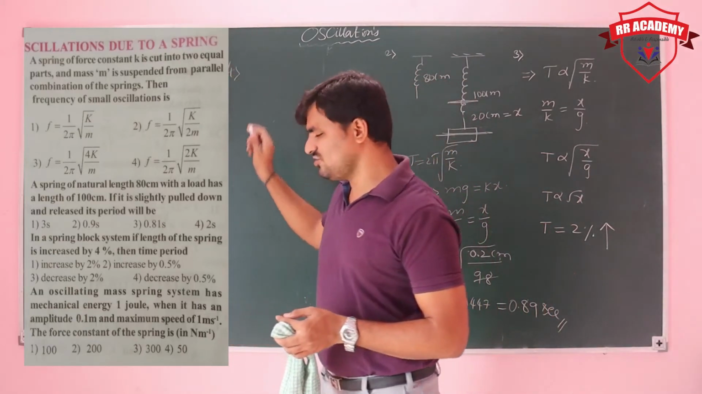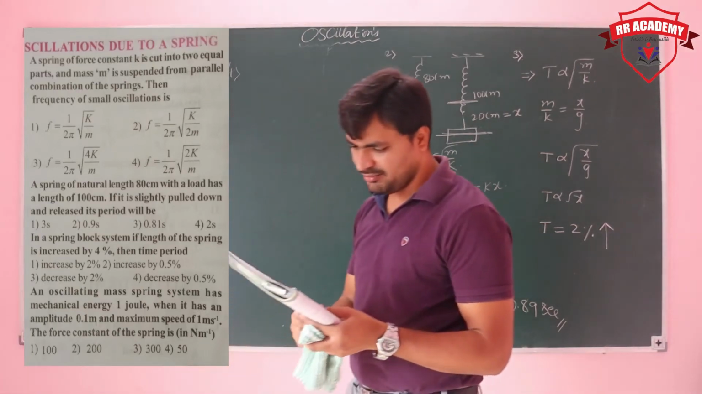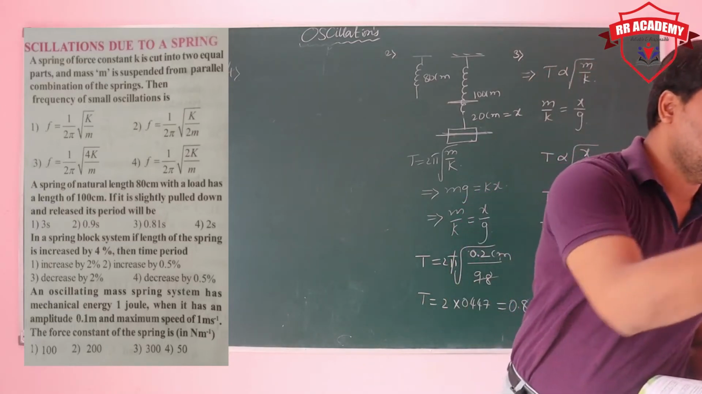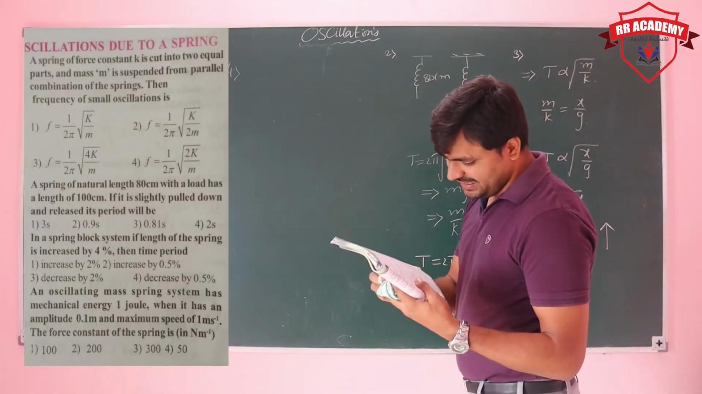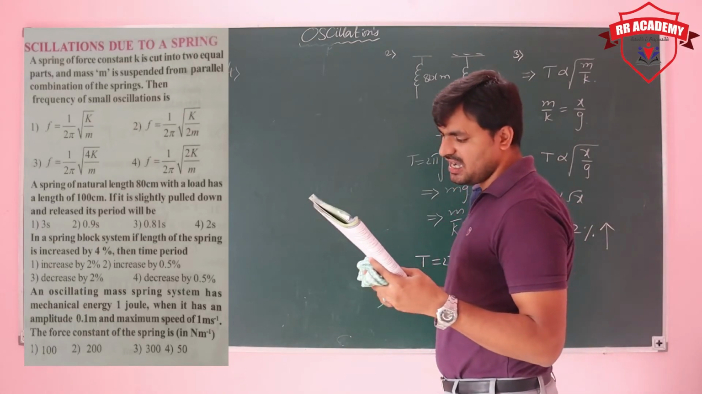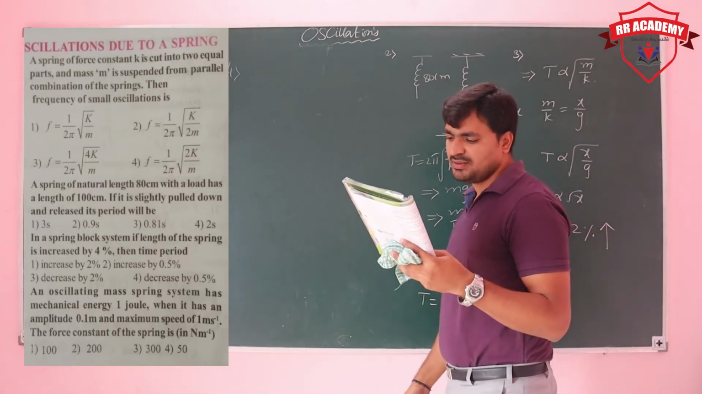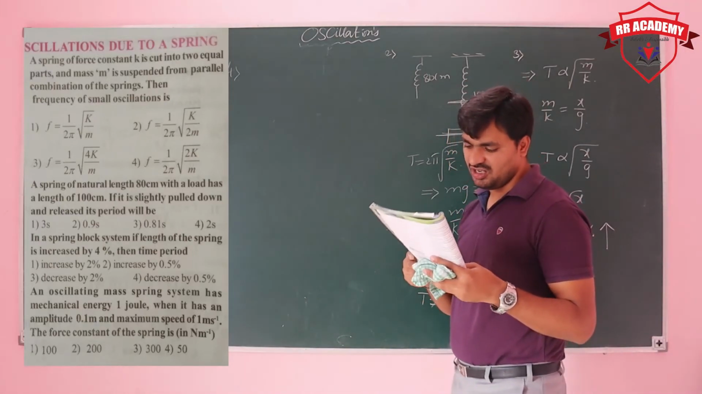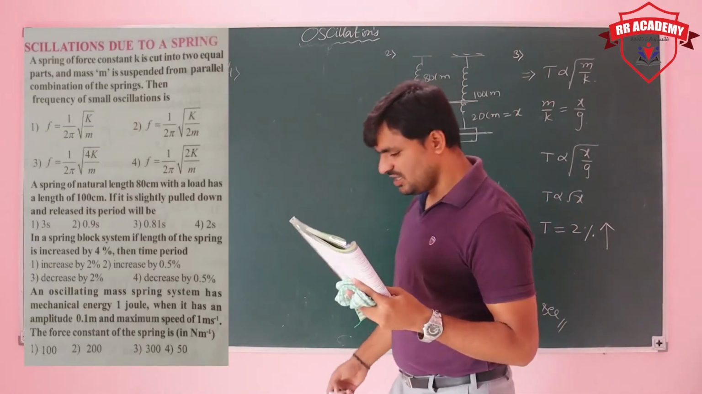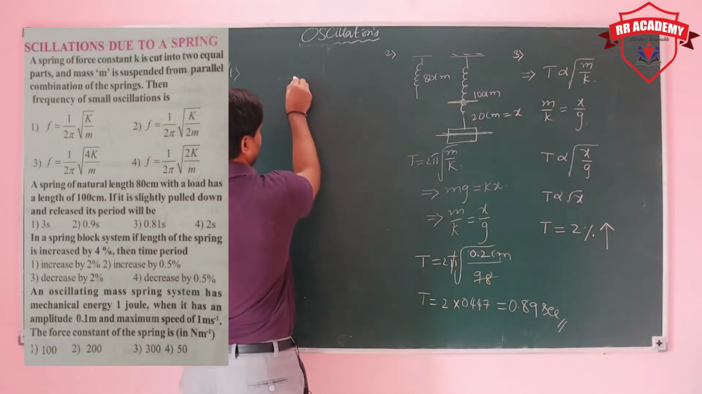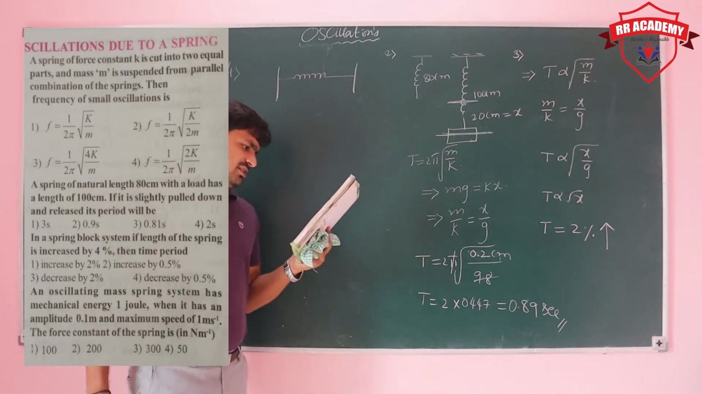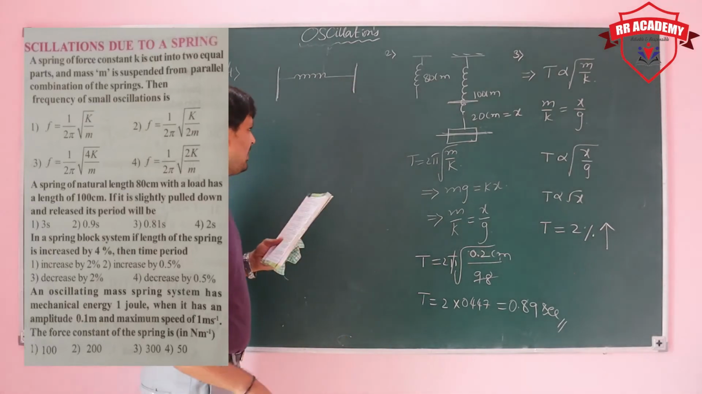The mechanical energy of a spring mass system is 1 joule. When it has an amplitude of 0.1 meter and it has the maximum speed of 1 meter per second, then what is the force constant of this spring? So actually here we have the spring. The mechanical energy of the system is how much?